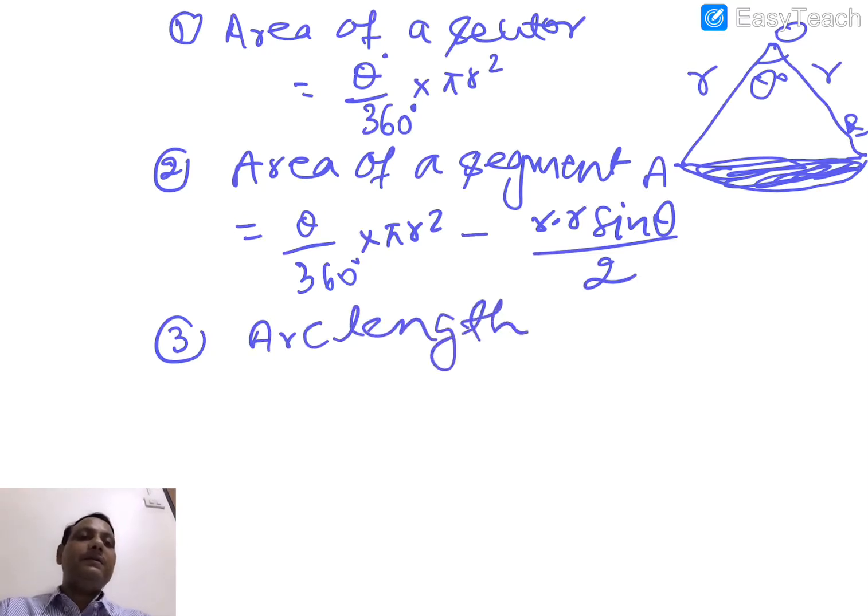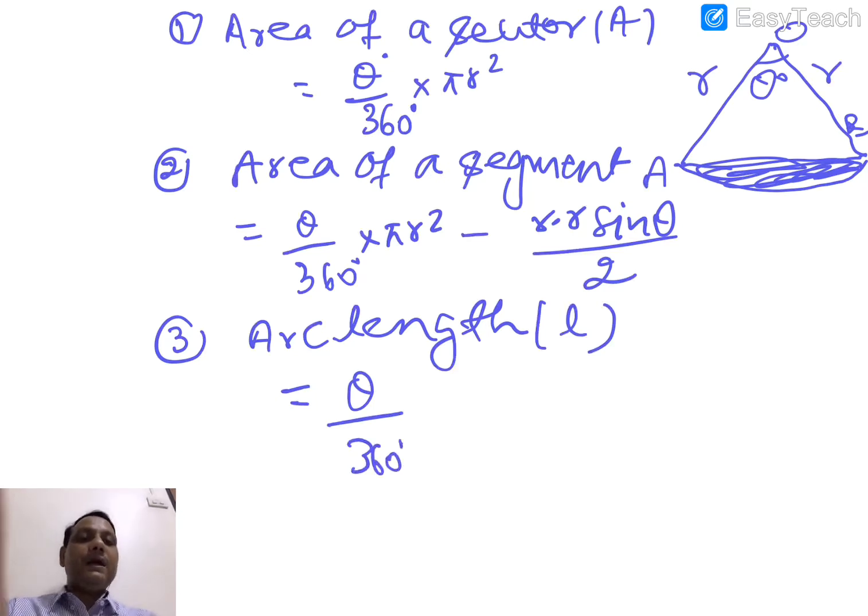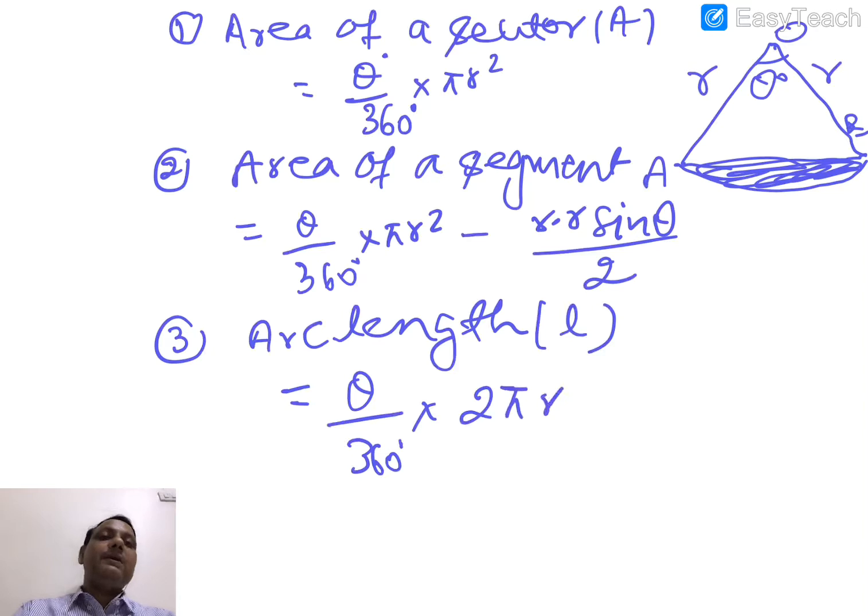So arc length, you can say arc length L, sector area is A. Arc length is equal to theta over 360 times 2 pi r. So this is practically all the formulas. Now, I talked about the degree form.